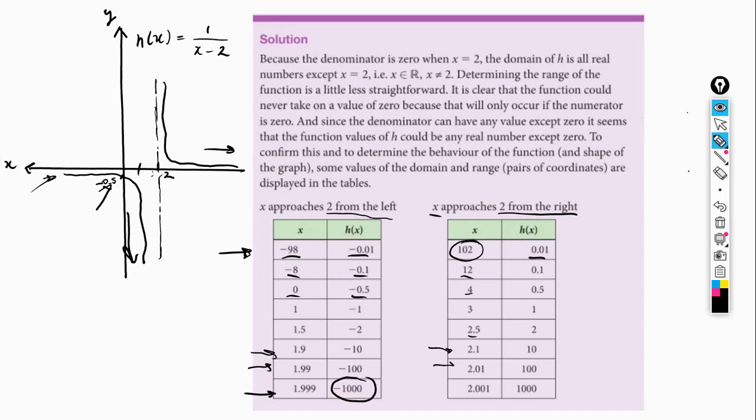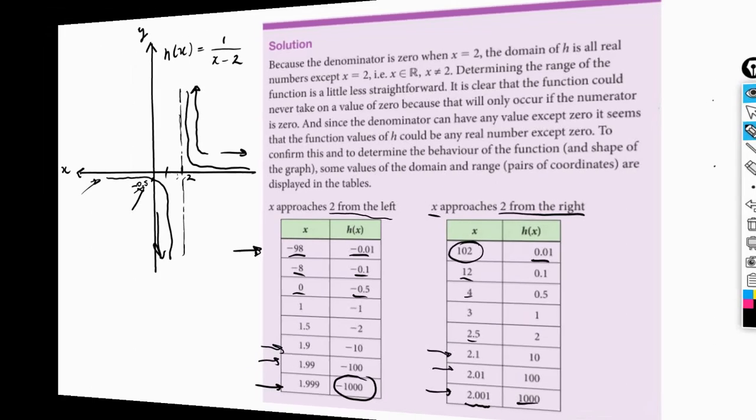And then as we get closer and closer to 2 from the right, so notice that 2.1, 2.01, 2.001, so this is closer and closer to 2 from the right. Notice that 2.001 gives us 1,000, and that's why you see that as the graph approaches 2 from the right here, it starts going up into positive infinity.